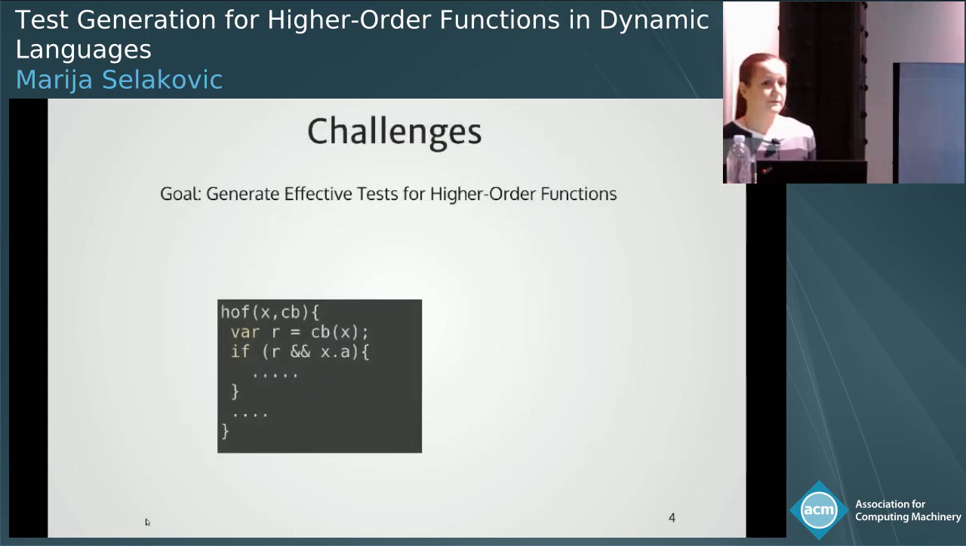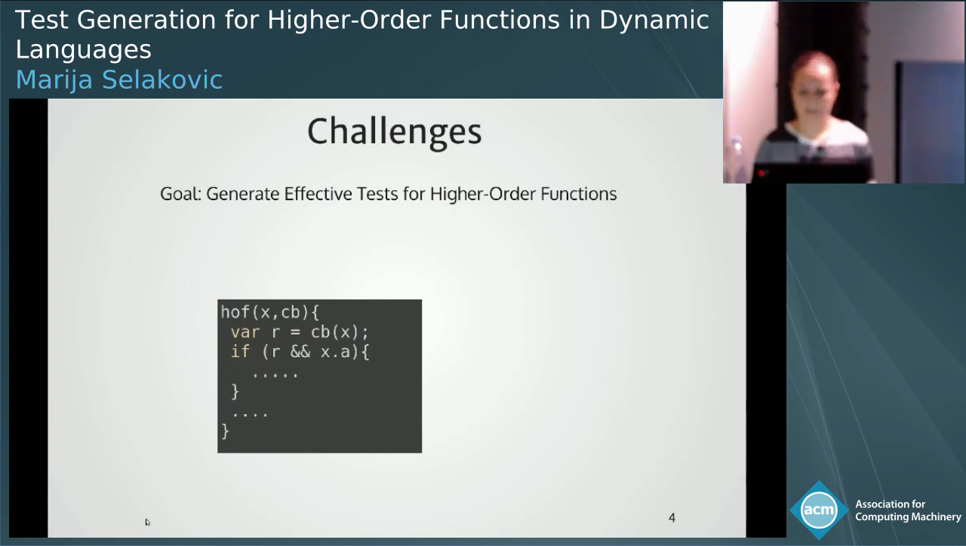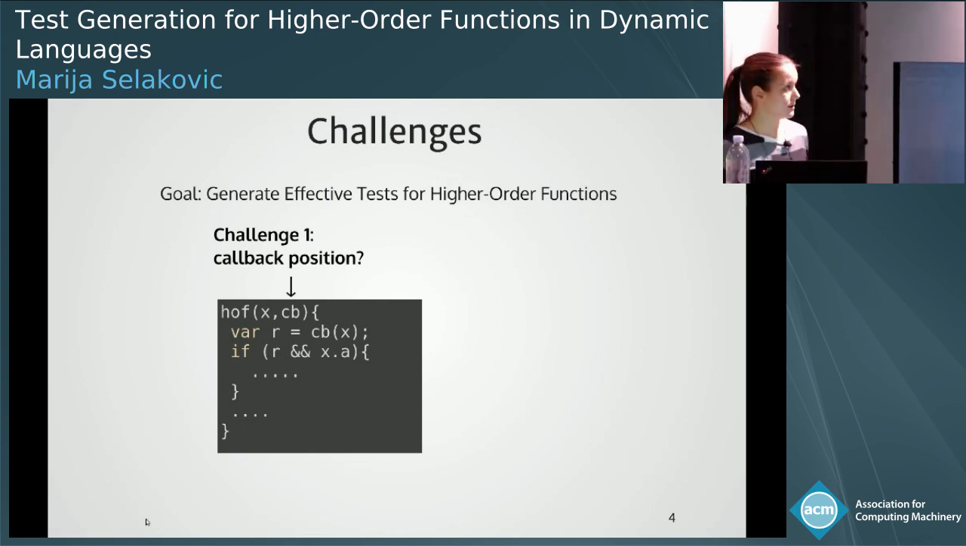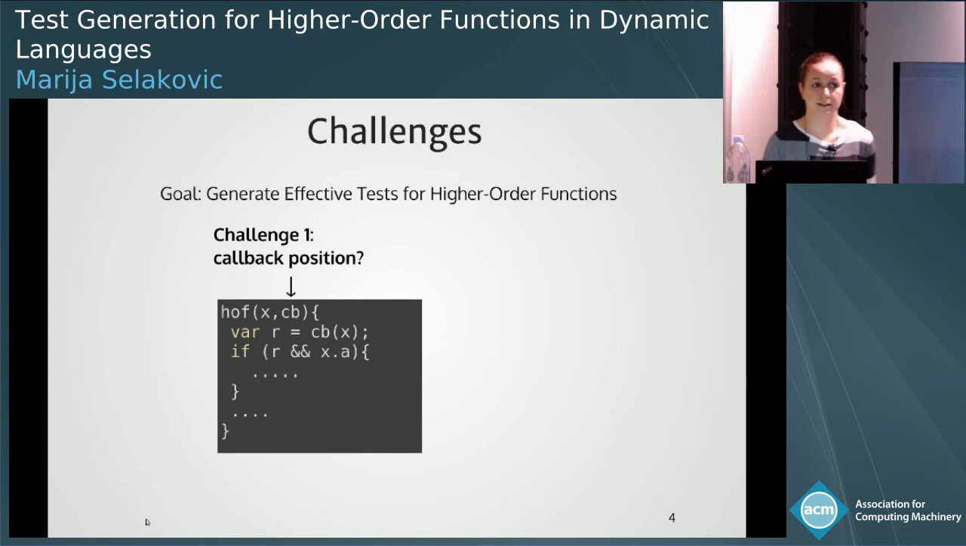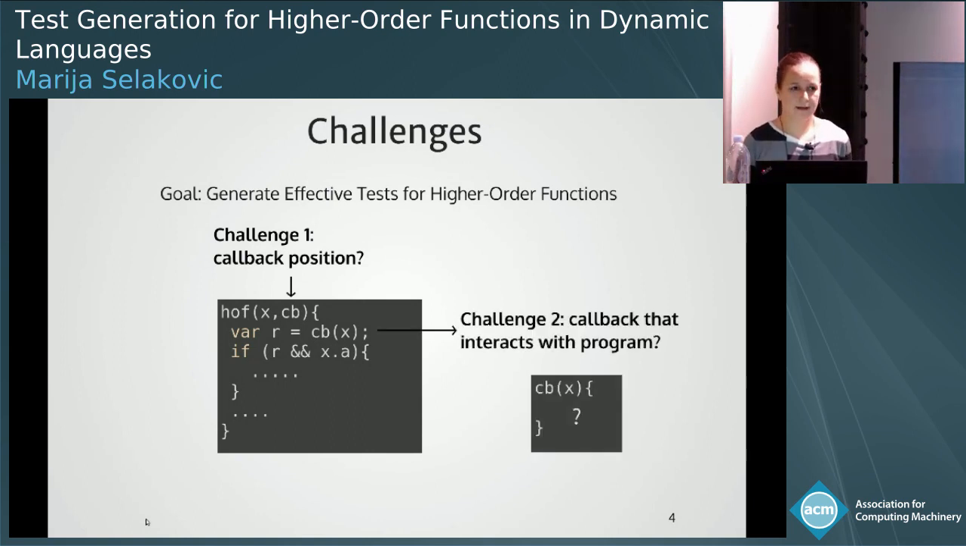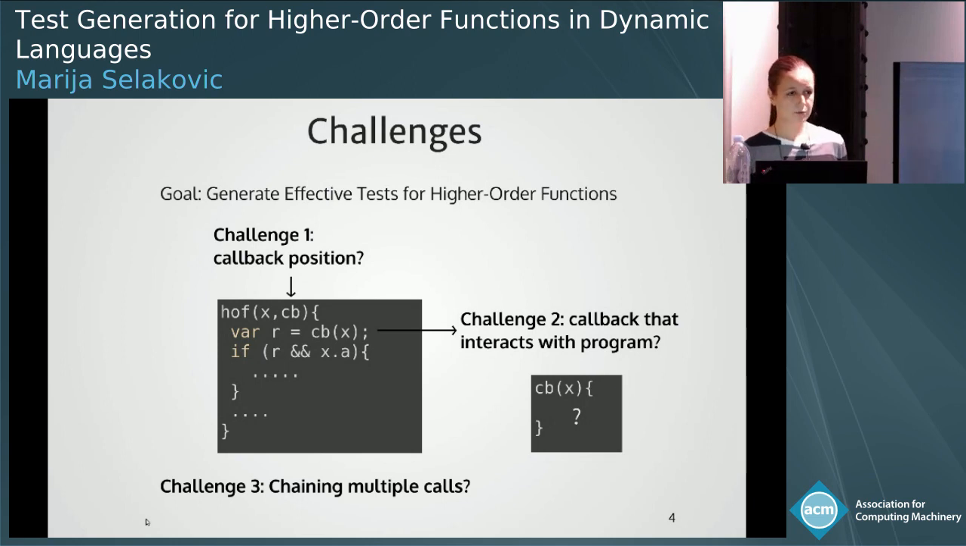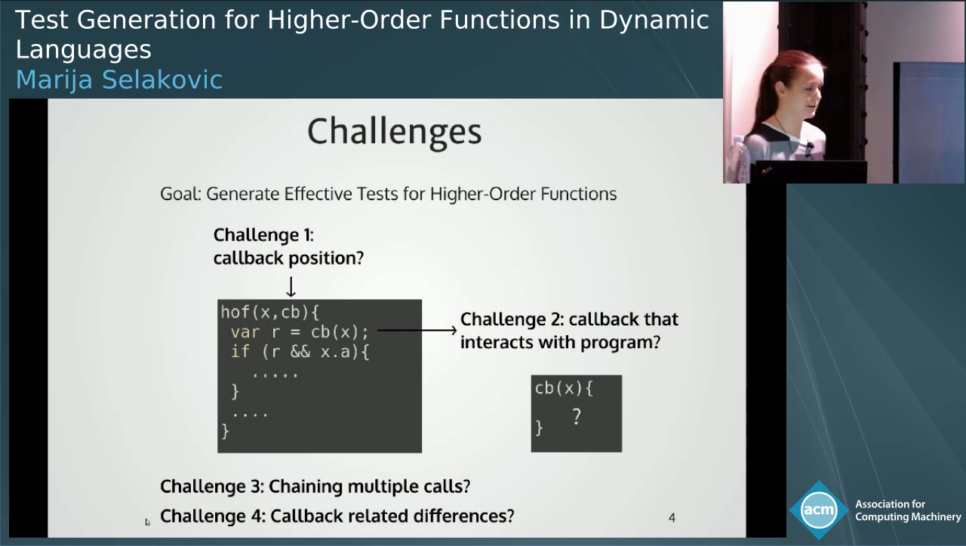To generate effective tests for higher-order functions, we need to address several challenges. The first challenge concerns the position of the callbacks. In dynamic languages, we don't have a notion of type signature, so essentially a callback function can be expected at any argument position. The second challenge is how do we generate callbacks that influence the execution of a program? In the third challenge, we are concerned with how we chain multiple calls to higher-order functions in order to generate effective tests. And finally, if we use these tests to find programming errors, we are wondering: is there any type of behavioral difference or error we can detect that is related to how the function under test executes the callback?